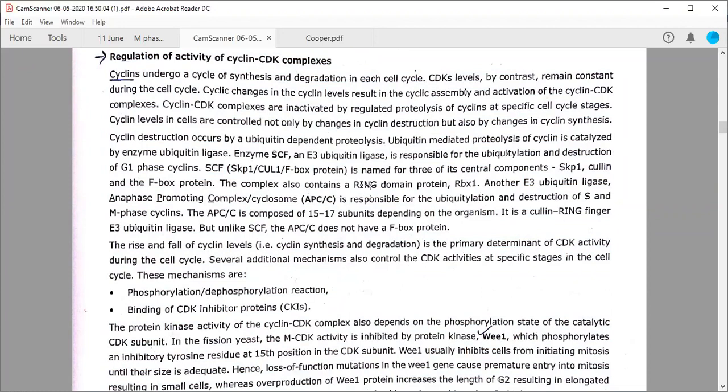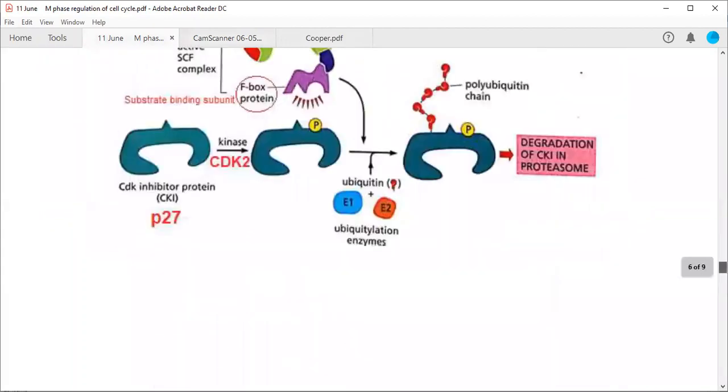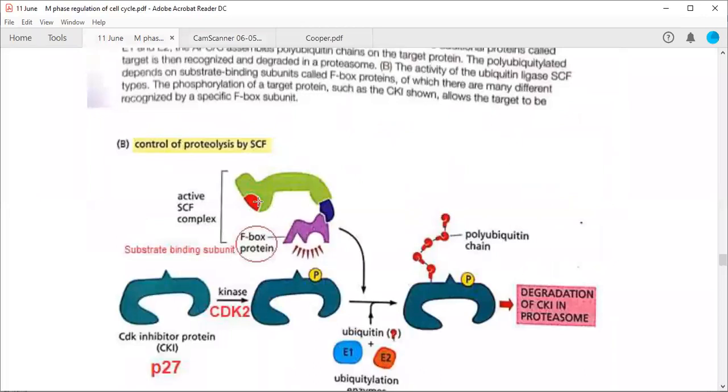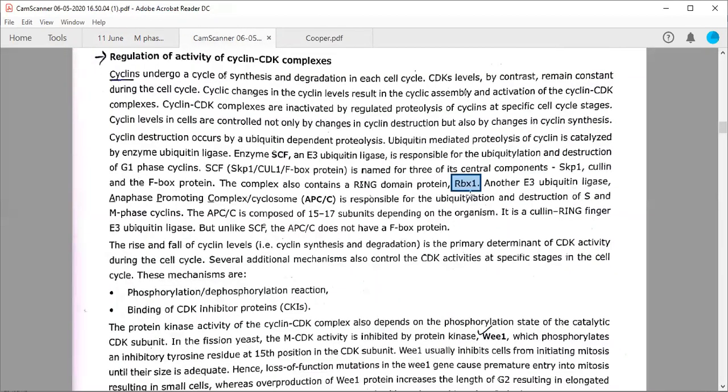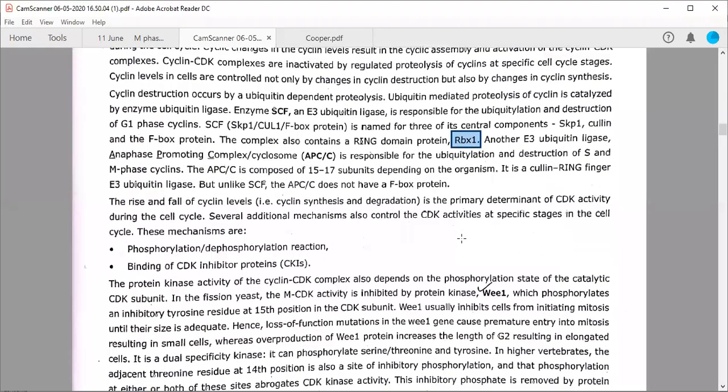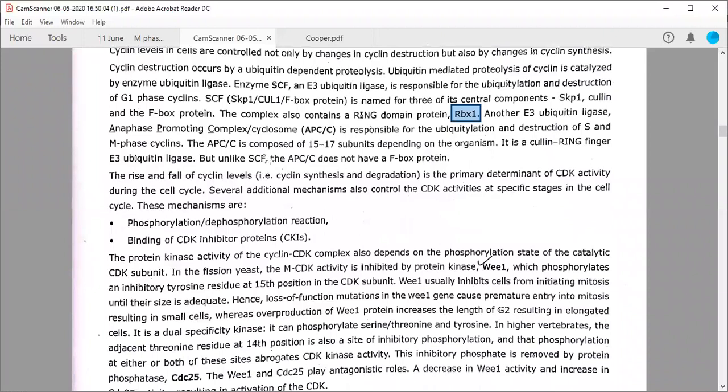Now, the complex also contains a ring domain protein. This SCF protein is also having a ring domain protein that is called RBX1 protein. This is not given in the book or diagram I have discussed with you all, but this SCF protein is also having one protein, either this or this, which is called RBX1. Okay, the other protein which has the same function of E3 ubiquitin ligase is this particular protein APC/C, responsible for ubiquitination and degradation. But unlike SCF, this protein does not have an F-box protein. We have seen it already in the diagram.